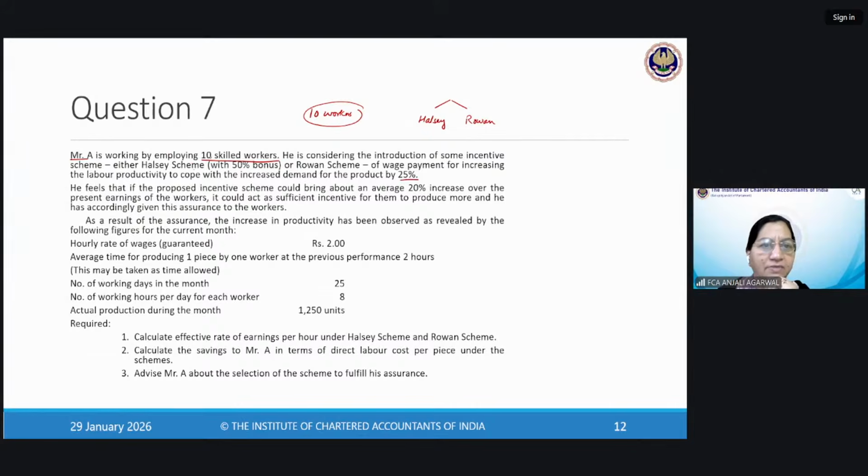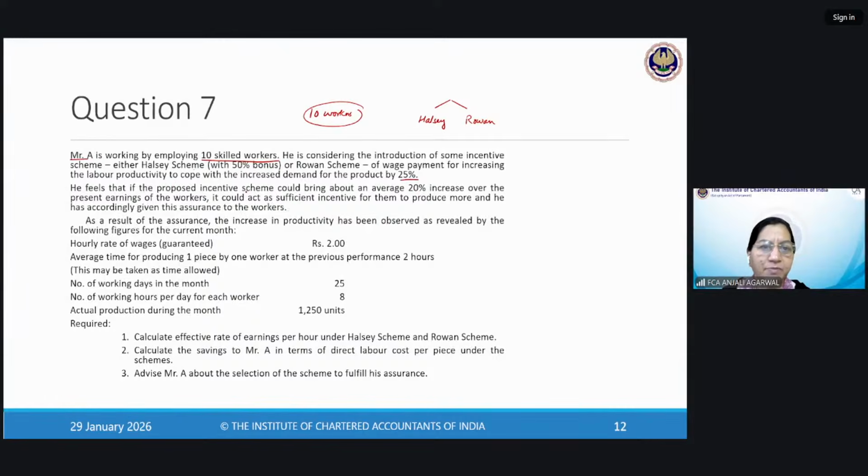Coming back, A is working, having 10 skilled workers. He's thinking whether to employ Halsey plan or Rowan plan because there is an increased demand for the product by 25%. So he feels that if the proposed incentive scheme could bring about an average even 20% increase of the present earnings of the workers, they will get sufficient incentive and they will produce more, and he will accordingly be getting a 25% productivity. But he has assured his workers that there would be at least an increase of 20%.